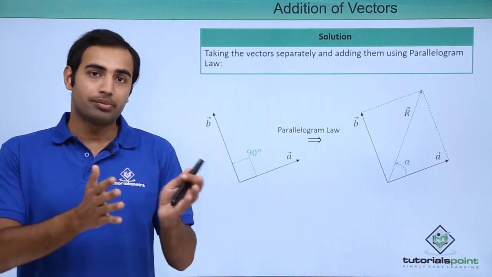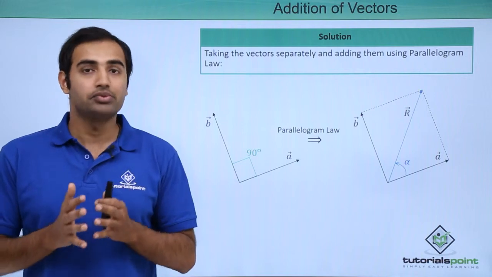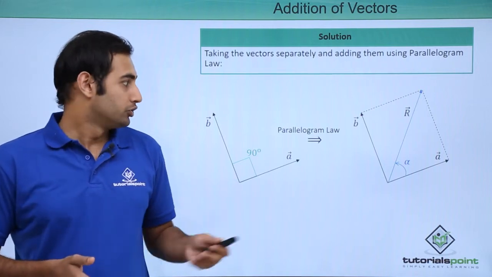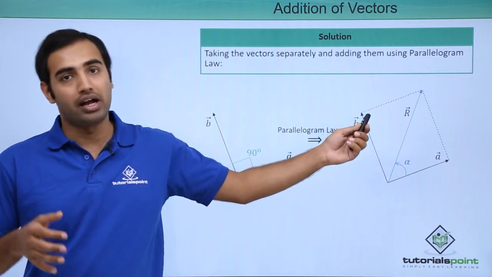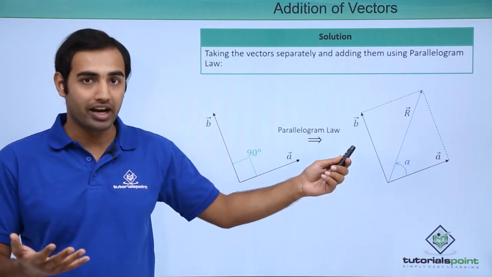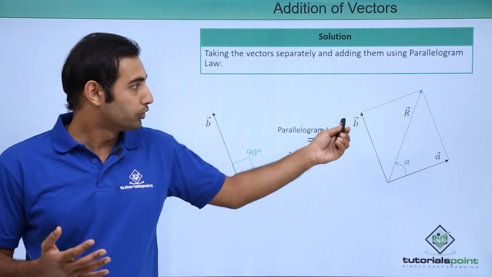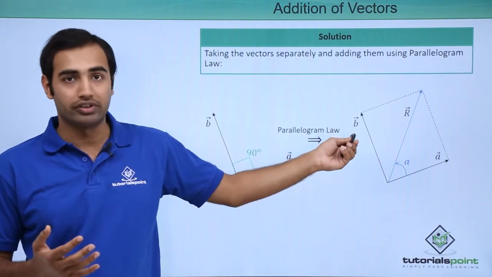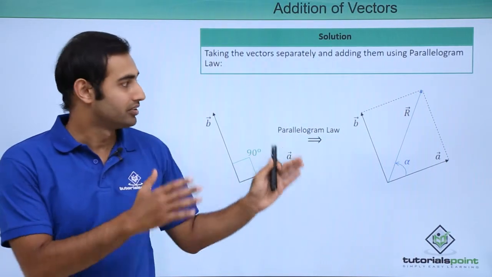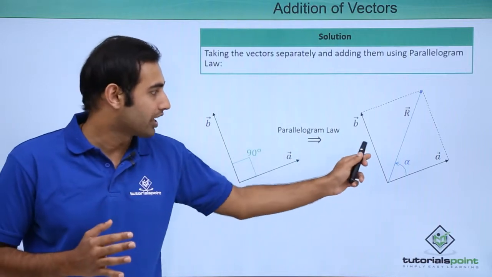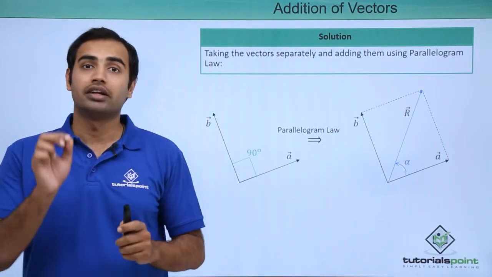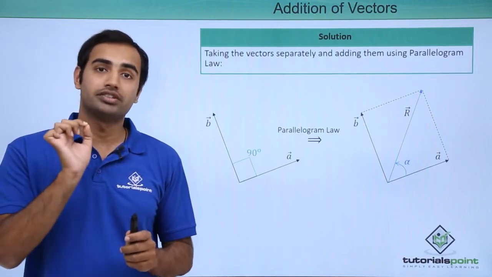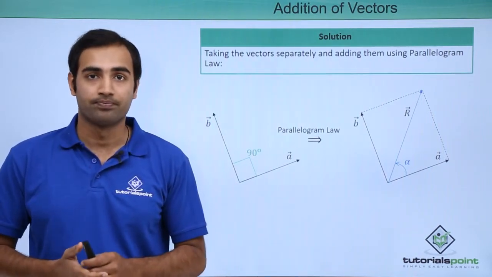So over here I'll separate the vectors and I'll add them using parallelogram law of vector addition. So over here you can see I have separated the vectors and I've added them using the parallelogram law of vector addition. How do I add them using parallelogram law? I have to draw two lines parallel to each of the vectors, complete the parallelogram, which in this case will clearly be a rectangle because the angle between the vectors is 90 degrees, and then join the body diagonal that passes through the point of coincidence of tails of the original vectors.